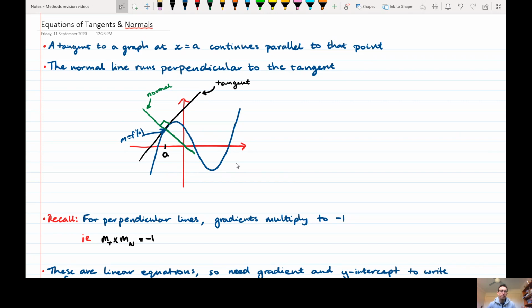Now the gradient at that point there is given by the derivative at a. Now a normal line, which the word normal is not necessarily in the methods course now, but we do perpendicular lines. That's what the normal is. It runs at right angles the other direction, so it completely cuts across it.